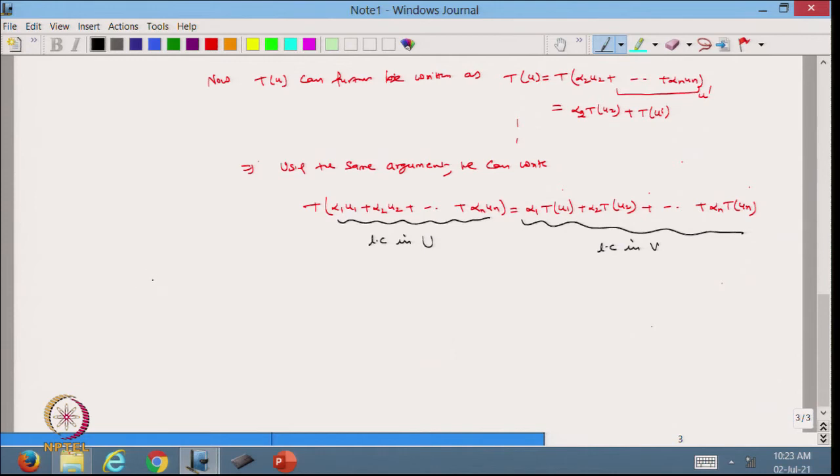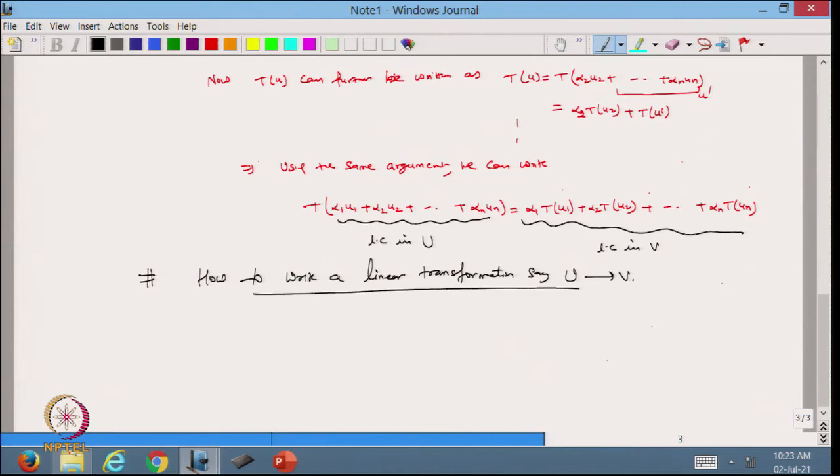Now, after doing this, the next question is how to write a linear transformation, say from vector space U to the vector space V. So the question is how I can write the linear transformation. I want to find the linear transformation T from U to V.